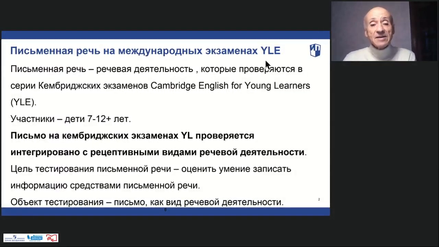Talking about writing at the international exam, Cambridge English for Young Learners, I should say that this sort of skill is tested as integrated with receptive skills. Writing is certainly, as you're well aware, a productive skill, and it is integrated with receptive skills such as listening and reading.